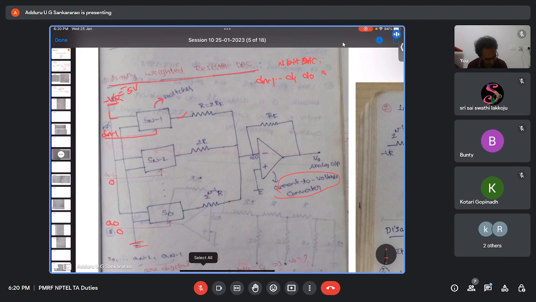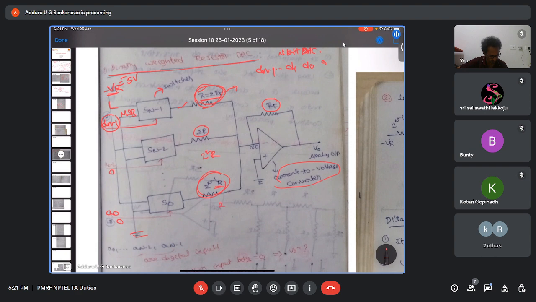Now, these are the resistances. Let us say this is RF, and the first resistance is R. The next one is 2R, the next is 2 square R, 2 cube R, like that up to 2 power n minus 1 into R. The resistor with the lowest value corresponds to the MSB. The highest resistance value, 2 power n minus 1 into R, is the LSB.